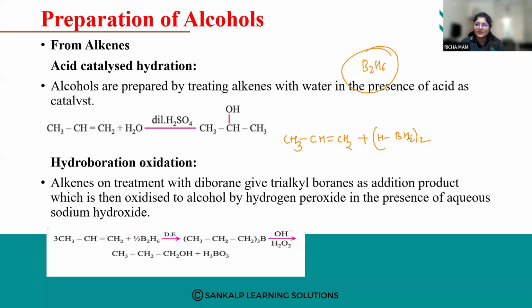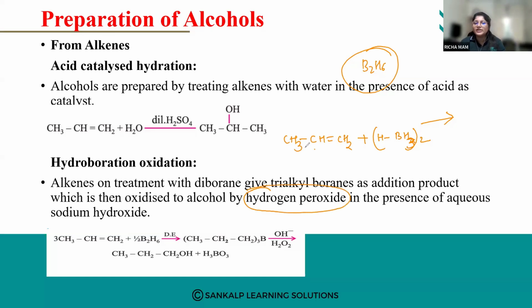Okay, so BH3, twice, and H like this. So diborane. What is going to happen across the double bond? Your hydrogen will be added here, and this will follow the rule whenever you are using hydrogen peroxide.